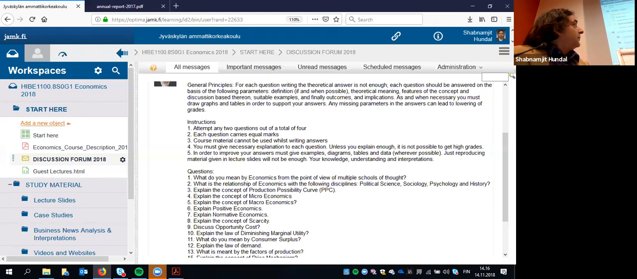In order to improve your answers, you must give some examples. Like I was talking about agency theory or the resource dependence theory, you must give some examples. If necessary, draw the pictures. For example, law of demand, you can't write answer unless you draw the picture. That's so simple. Tables if necessary, and if you know some data, if you have some facts to quote, why not?